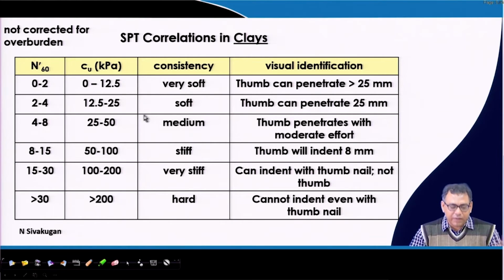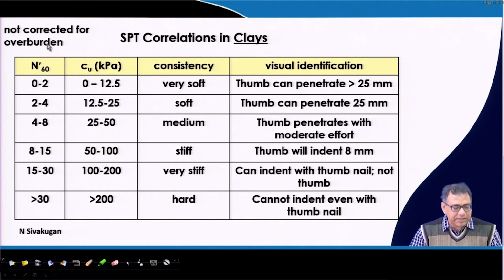Cu value or the phi value, Cu being the undrained cohesion. So, this is by using different correlations. This is one correlation that I am showing you. You will get a number of such correlations in books, but I am giving one of them.